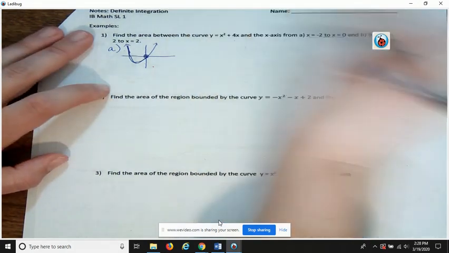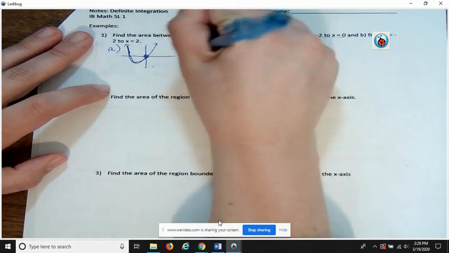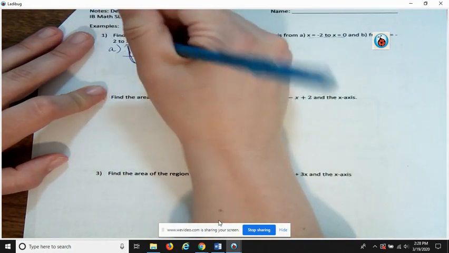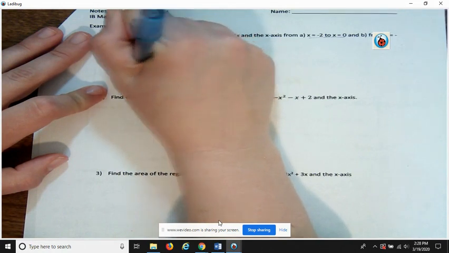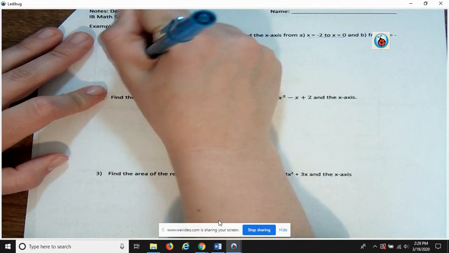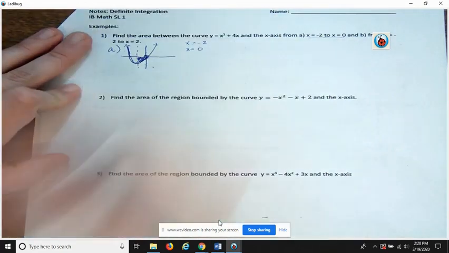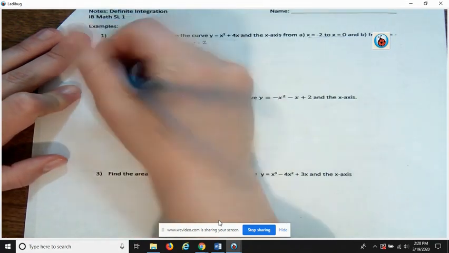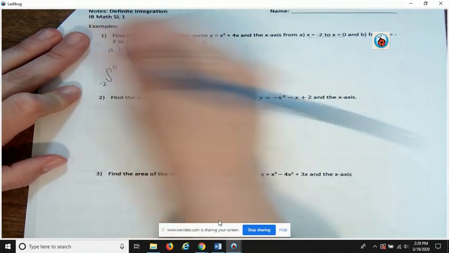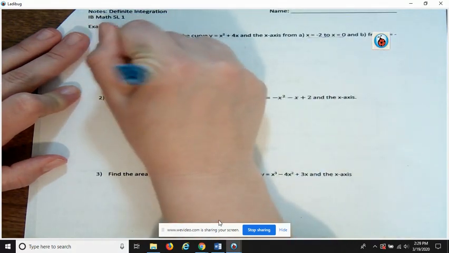Our values for part A are from -2 to 0. So -2 is going to be here, and then 0 is going to be right here. So we're looking for this area right here. Okay. So we would just jump right in, integrate. -2 is the smaller number, so it goes on the bottom to 0. X squared plus 4x dx.